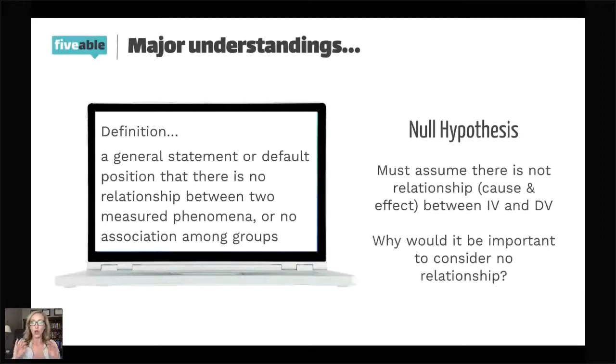Okay, so researchers must assume there is the possibility that there is no relationship, no cause and effect between their independent and dependent variable. I have to say that caffeine could have no cause on happiness. And I have to do all of the math and that kind of stuff that you don't need to know about to make sure that my null is not true. Okay, but let's talk about why. Why would it be important to consider no relationship?